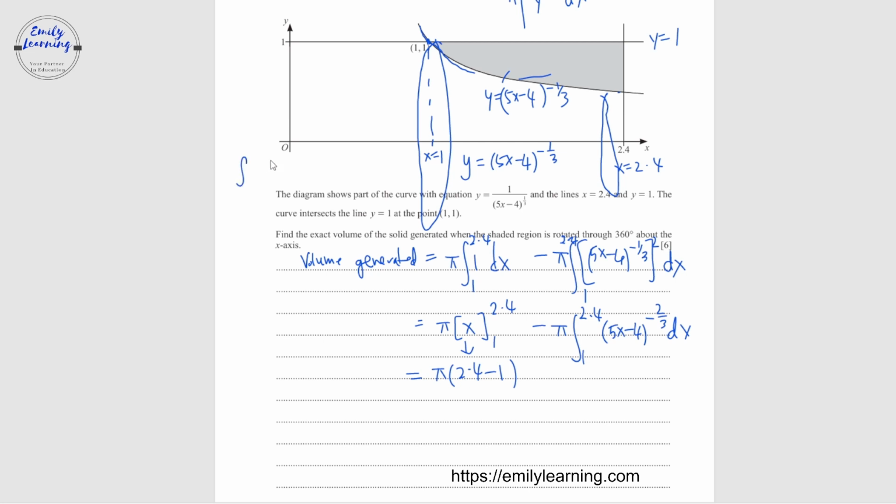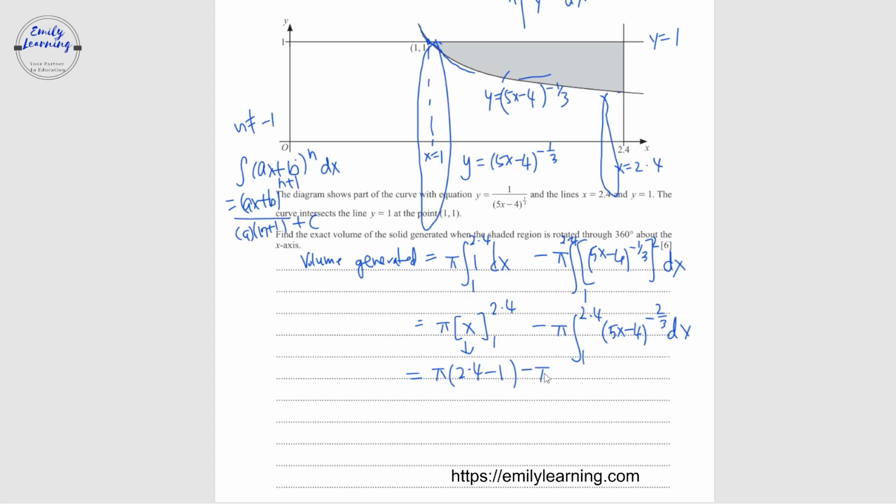Recall the formula. If I have the integration of (ax + b) to the power of n, and n is not equal to minus 1, then it will be (ax + b) to the power of n plus 1, over a times (n plus 1), right? And because I wrote it as an indefinite integral, you add an arbitrary constant, but for this case here it's a definite integral, so we don't need the arbitrary constant.